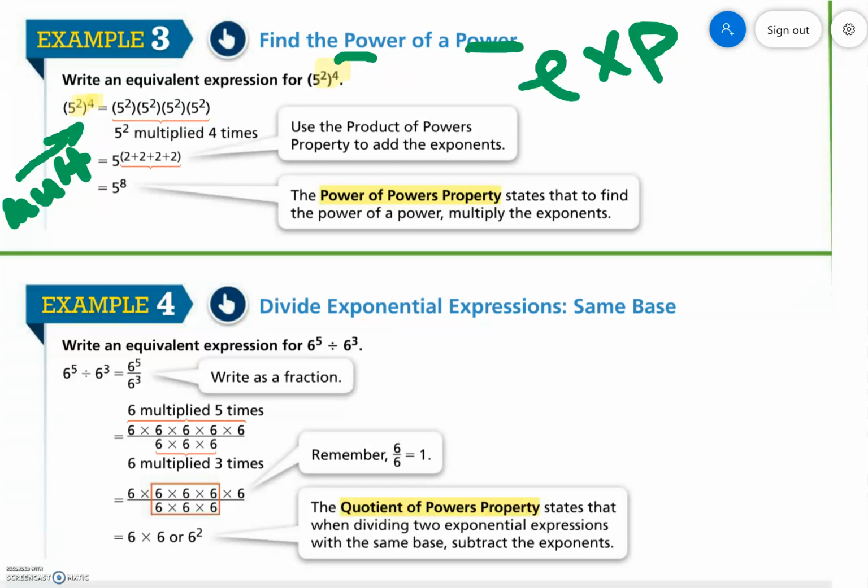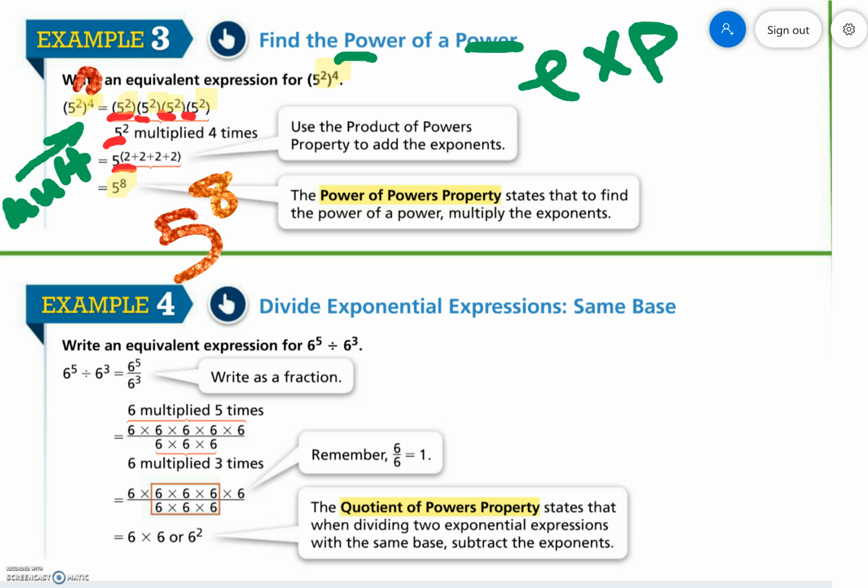5 squared to the 4th power means we're going to write 5 squared 4 times, which is why we have it here. 5 squared times 5 squared times 5 squared times 5 squared. Well, here we go with the same base. We have the same base of 5, so we keep the base of 5, and we add the exponents, so 2 plus 2 plus 2 plus 2 gives us 8. But shortcut, if you just see the 2 and the 4 here, we could do 2 times 4, keep the base, 2 times 4 equals 8. That is the power of powers property.